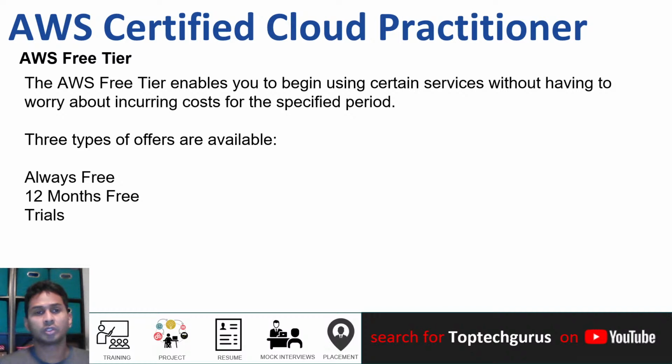You can also have 12 months free options for a lot of services that AWS provides. One example is EC2 instances. For the first 12 months, up to 750 hours of EC2 compute, you can get for free. Anything above that, you just pay for how much computing power you use. You don't have to pay for anything else for EC2. It's just calculated based on the number of compute hours you use.